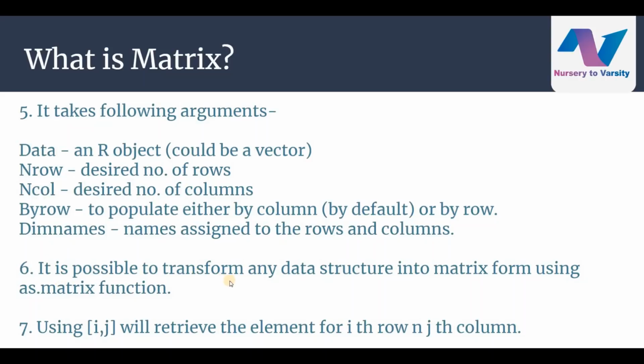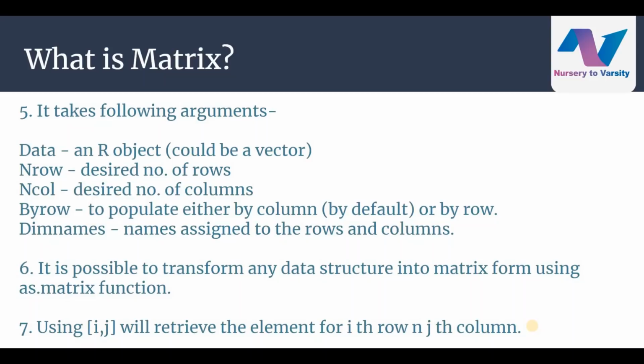Number 6. It is possible to transform any data structure into matrix form using the as.matrix function. So if you have any list or any vector and you want to convert it into a matrix, you need to use the as.matrix function. Number 7 states that using i, j will retrieve the element for the ith row and jth column. So if you want to retrieve a particular value from the matrix, you need to use the matrix name and then square brackets, row number, column number.